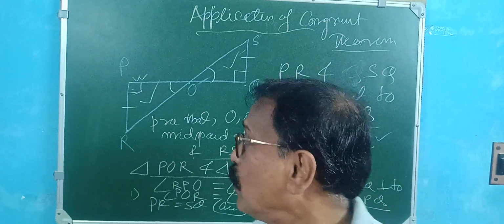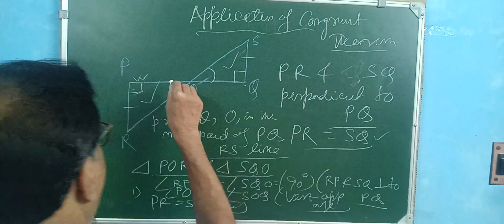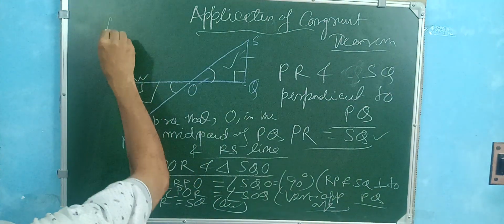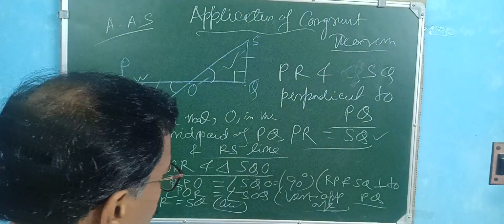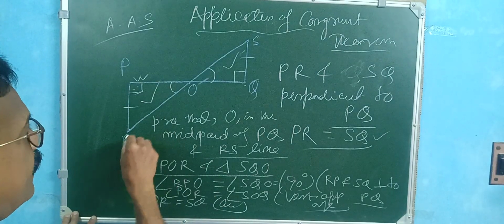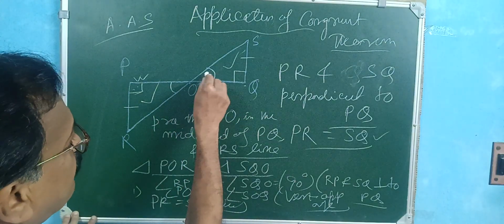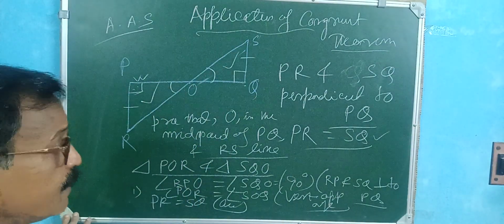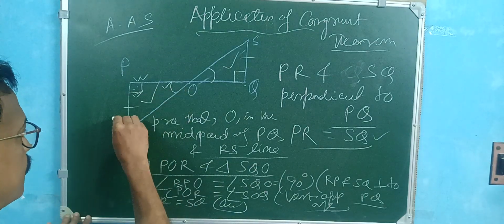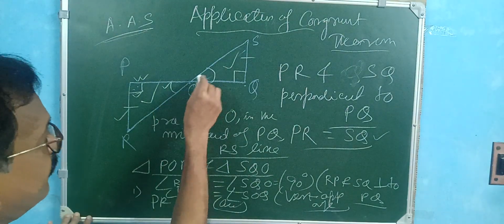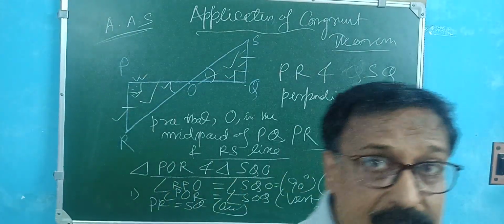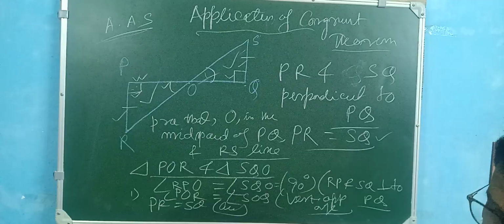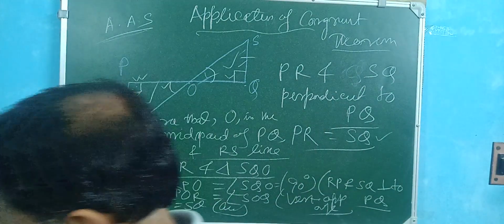Okay. So what is the process of congruency? Angle side. The congruency proof in two triangles: angle side. Here is also angle side. Clear? Angle side. Here is angle side. So two triangles are congruent by angle side.